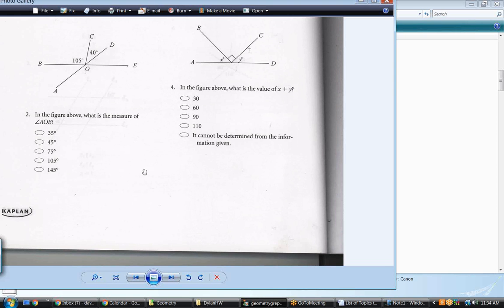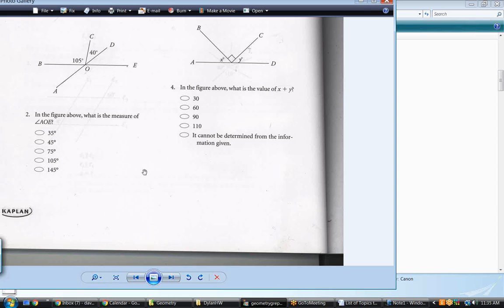They want to know the measure of AOE. Wouldn't it be 105? Notice that AOE is not vertical to BOC. What is it vertical to?